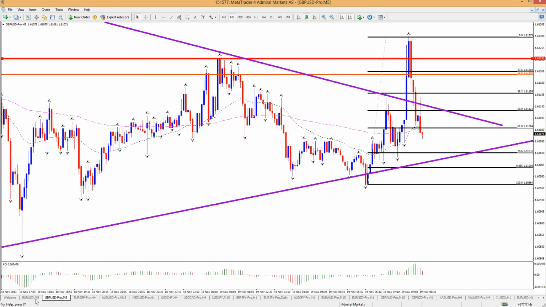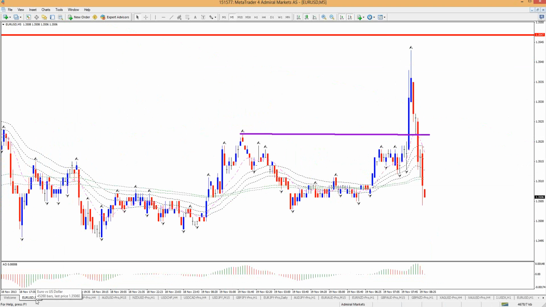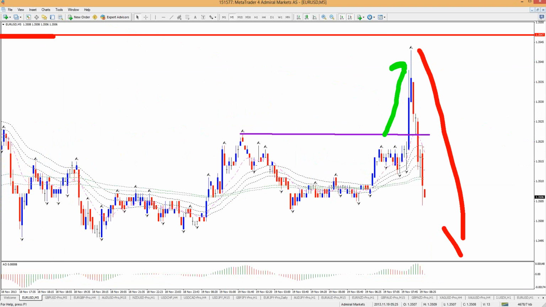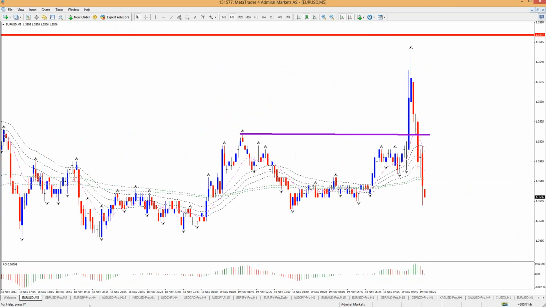Pound not getting any bounce so far. Euro neither. And you can see this was on the lower time frame an uptrend, but that's why we want to be very careful of bigger resistances, because look what happened. That's why those resistances are so important as a filter for with-the-trend trades.